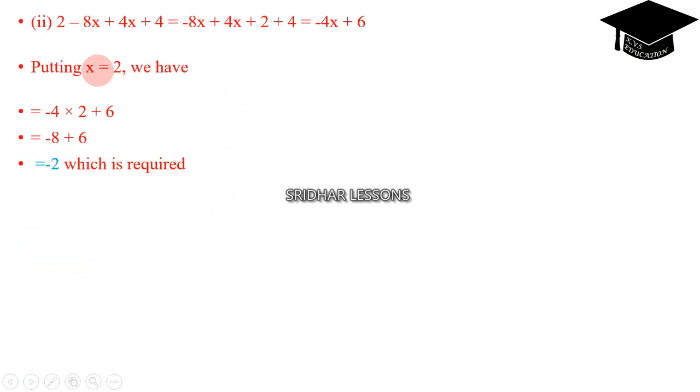For question number 2, 2 minus 8x plus 4x plus 4. We can write this as minus 8x plus 4x, writing the like terms one side, plus 2 plus 4, which is equal to minus 4x plus 6. So putting the value of x is equal to 2, minus 4 into 2 plus 6, that is minus 8 plus 6. This is equal to minus 2.